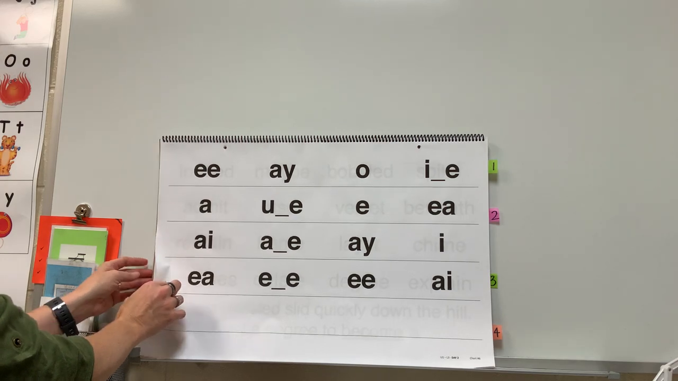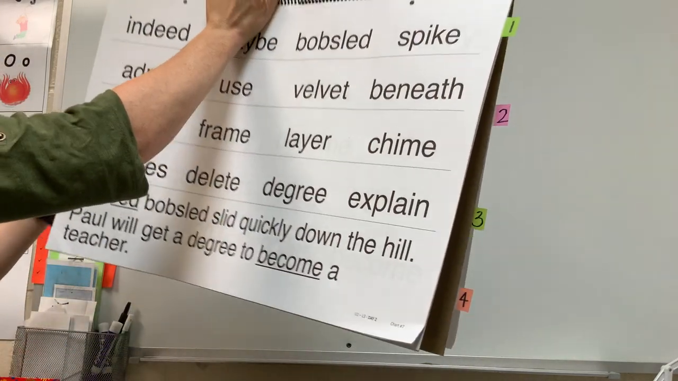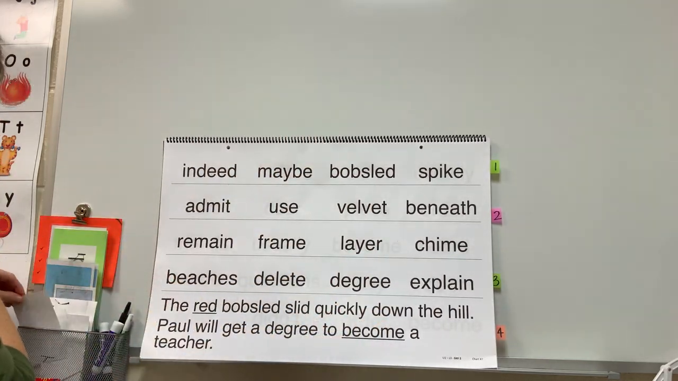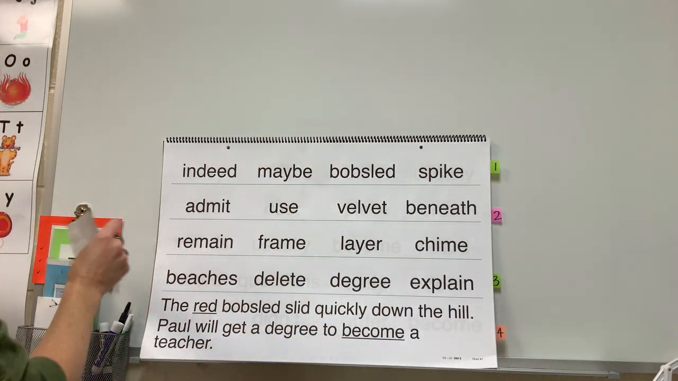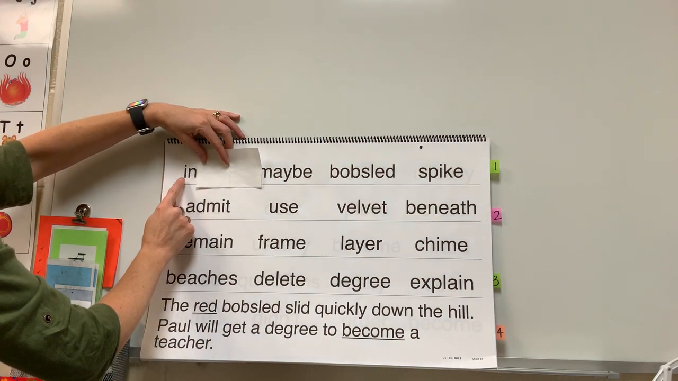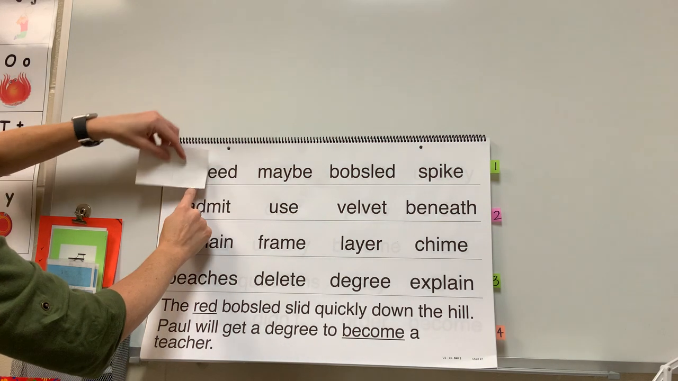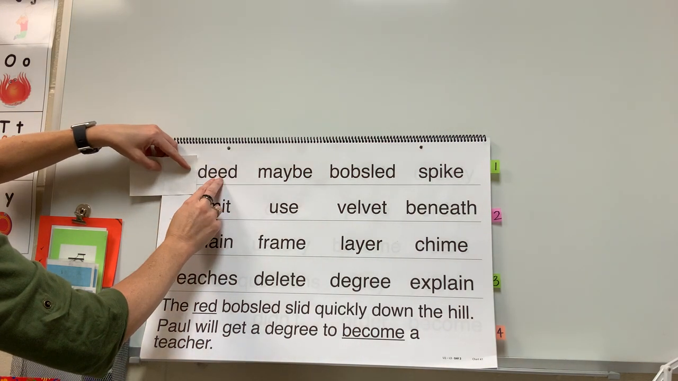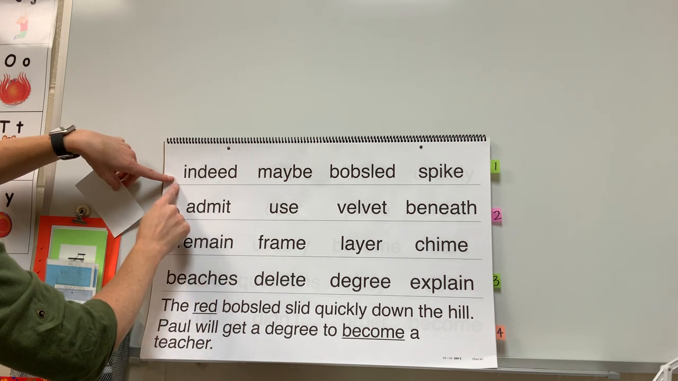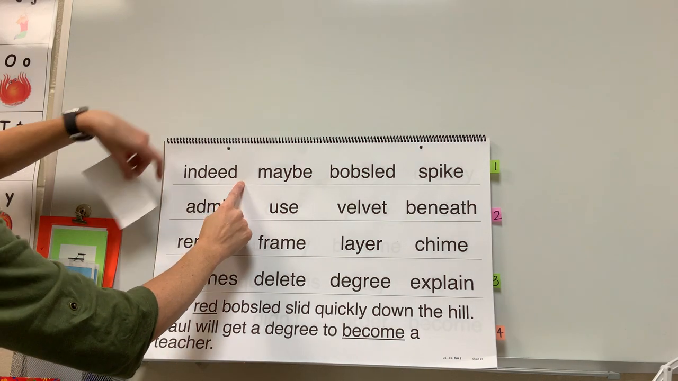Now you'll be reading words. First you'll say the sound for a spelling, then you'll read the word. Sound, yes, I, syllable, in. Sound, E, syllable, deed. Blend, in, deed, word, indeed.